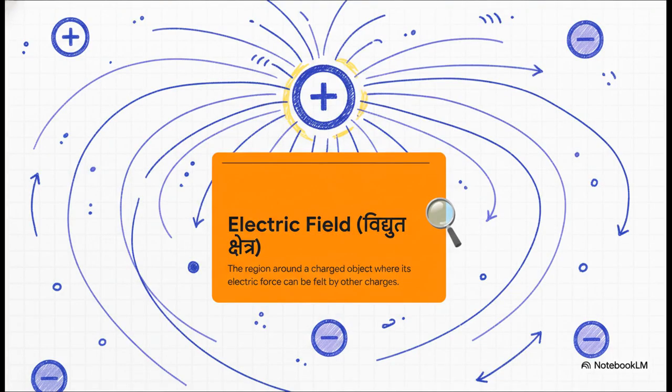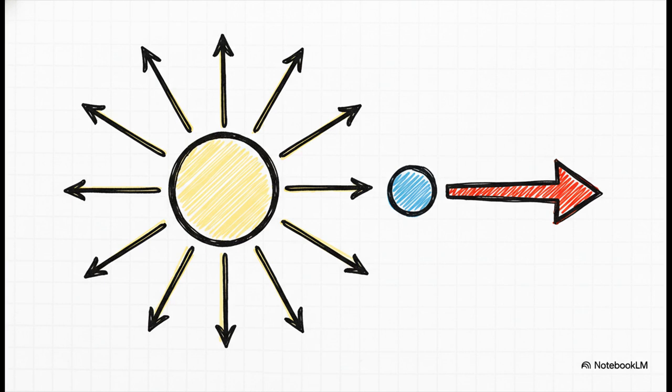A charge doesn't just interact one-on-one. It creates this invisible field of influence all around itself. And how strong is that field? We measure it by seeing how much push or pull it gives.